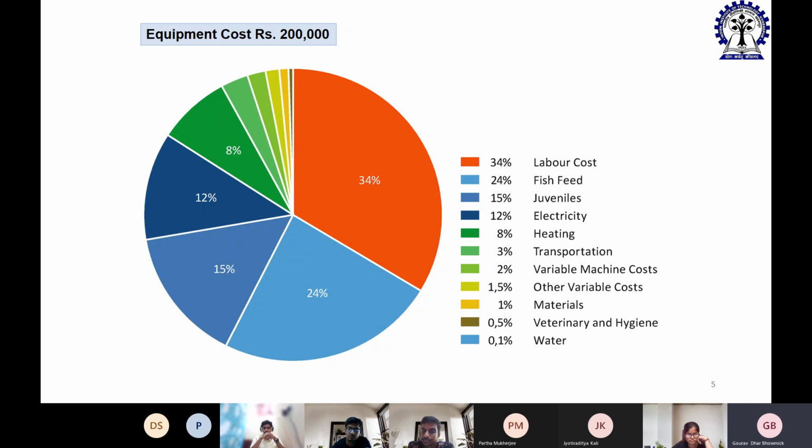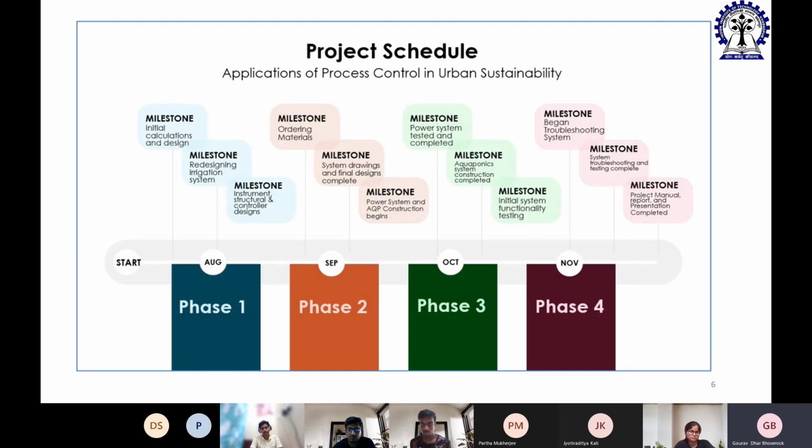Transportation, 3%: I have taken into consideration that transportation is also an important thing, the transportation of different other variables, or the procurement of stuff. Variable machine costs 2%, other variable costs 1.5%, materials, veterinarian, hygiene, water, etc. So this circle is showing you the different costs involved, as a percentage of the total cost of developing aquaponics systems.